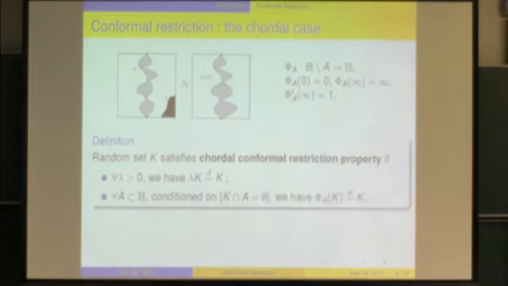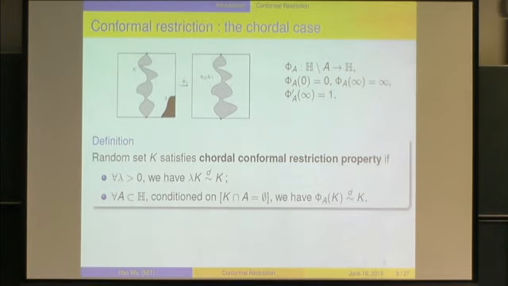It is a random set K that satisfies the chordal conformal restriction property if it has the following two properties. First, it is scale invariant. So for any positive lambda, lambda times K has the same law as K itself. Second, it has the restriction property. So conditioned on K avoiding a set A, then phi_A(K) has the same law as K itself. And at least we know that the Brownian excursion satisfies these two properties. So there is some random set that satisfies these two properties.